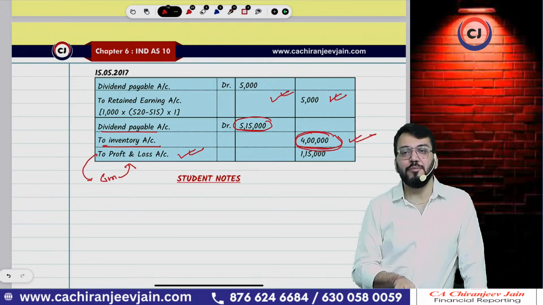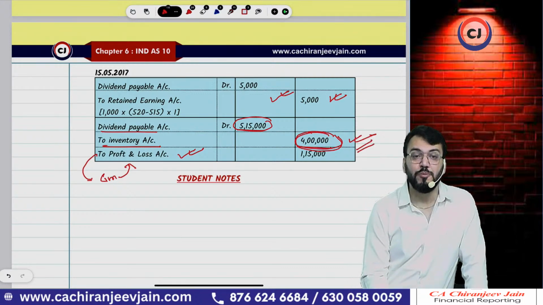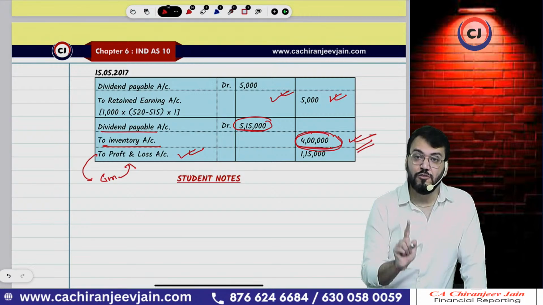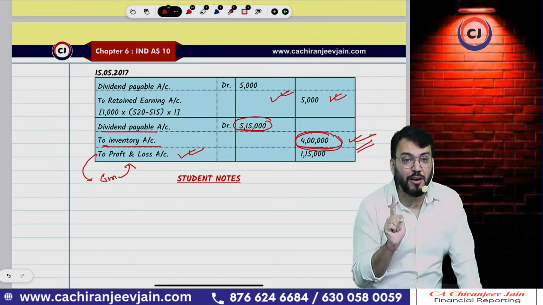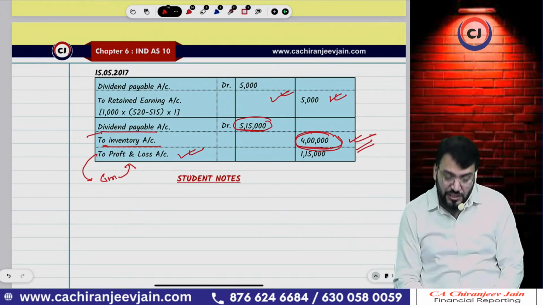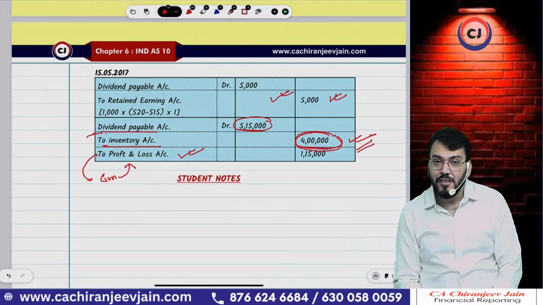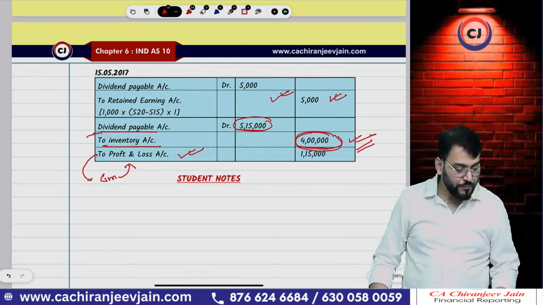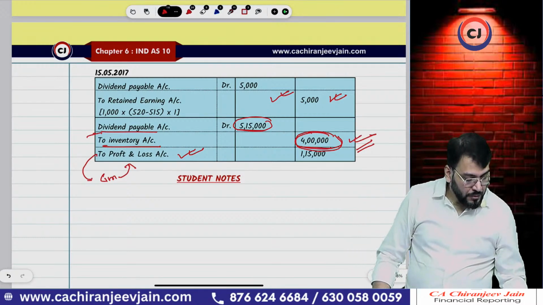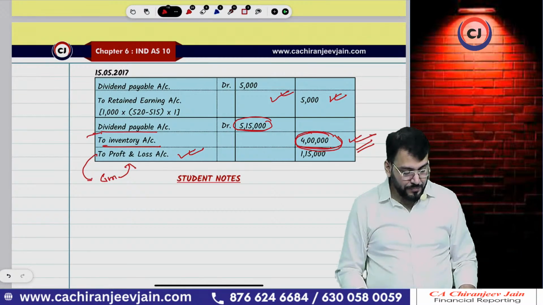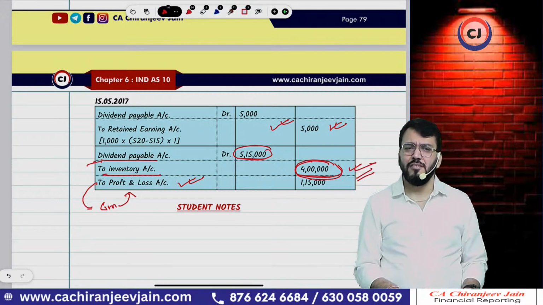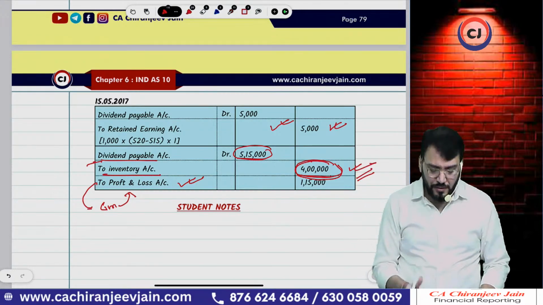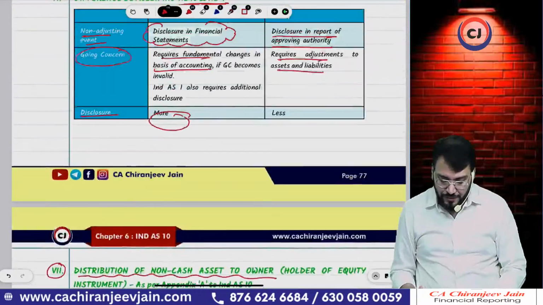So this clarification has been given. This difference will always be transferred to PL account. Don't transfer it to retained earnings; that will be wrong. The difference can be debit or credit. Debit means loss, credit means gain. Understood? Very simple. Now let us read the topic.